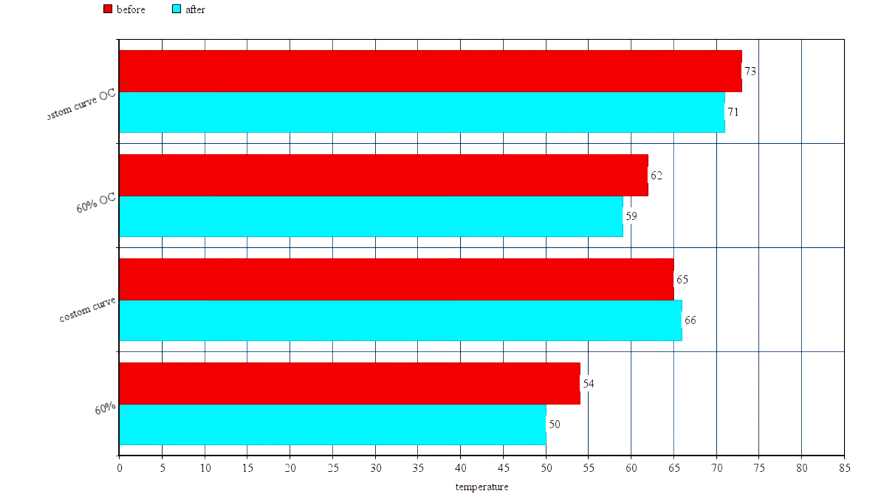As you can see, the results aren't that surprising. Overall, the temperatures dropped about 4 to 5 degrees. At the 60%, without overclock, it was a difference of 4 degrees. On the custom curve, it was only 1 degree, only in the negative direction. This is probably the fault of the fan curve itself. And at 60% overclocked, it was a difference of 3 degrees. And with the custom curve overclocked, it was only 2 degrees.